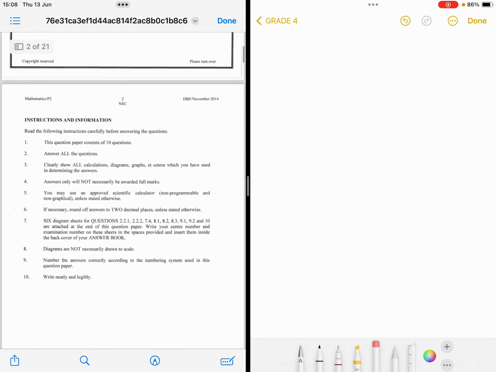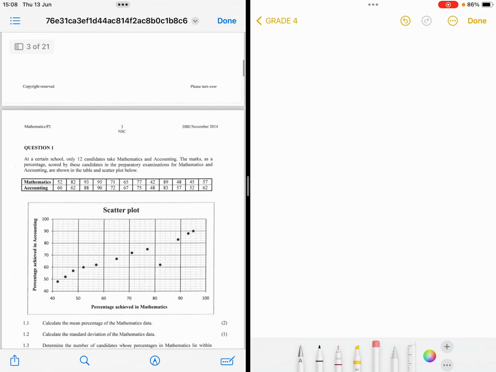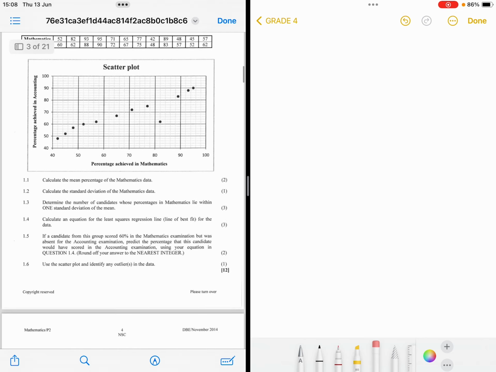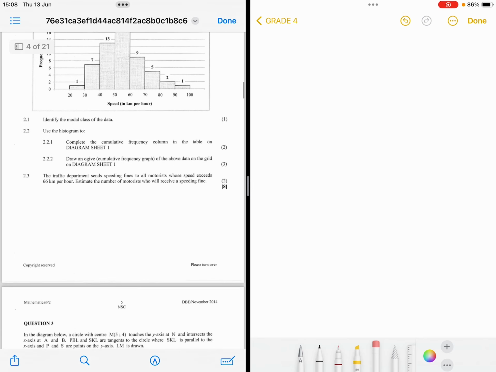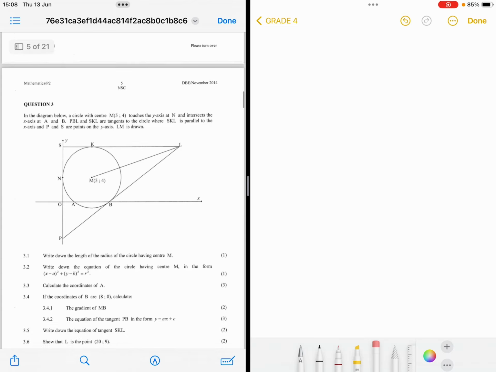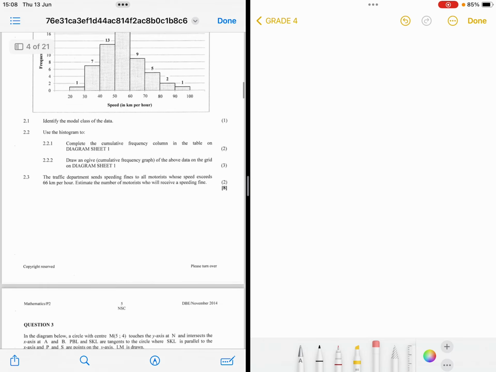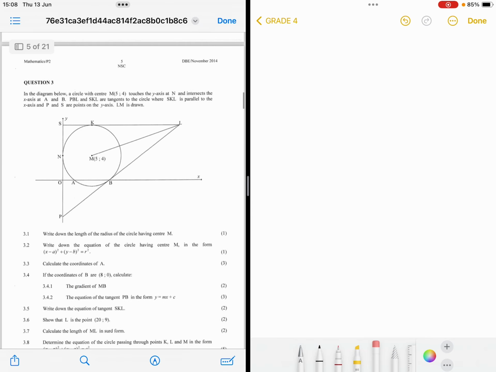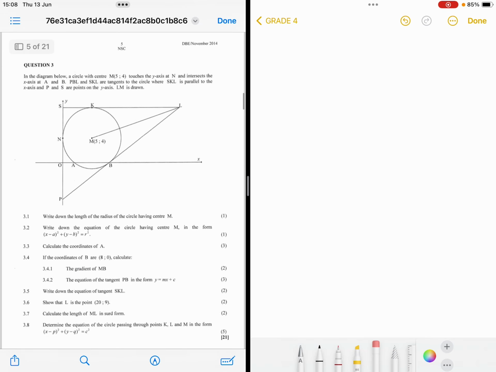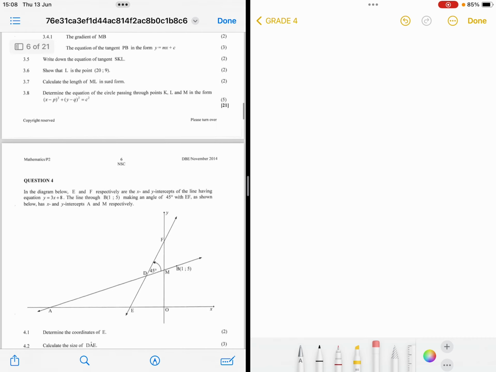Today we are going to talk about analytical geometry. We are going to treat a paper here. So analytical geometry starts from this question 3. It will be this question 3 and this question 4.